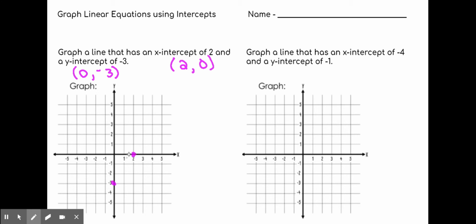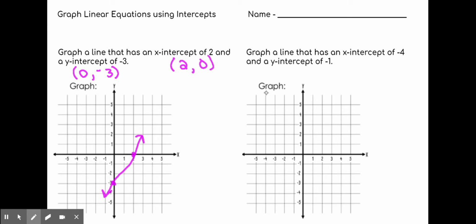There's a point. If I have 2 points, I can graph a line. So the line is not very good when I use my pen on the video, but there is a line that has an x-intercept of 2 and a y-intercept of -3.